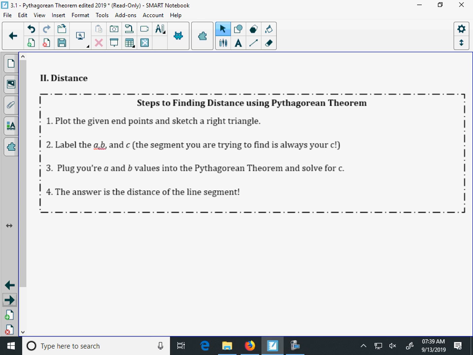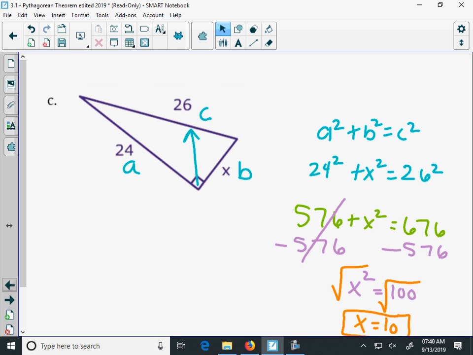So if your segment's not already drawn for you, plot the points, and then what you're going to do is sketch a right triangle. Okay? You're going to label your A, your B, and your C. The length of the segment that you're trying to find is always going to be your C. Plug those values into the Pythagorean theorem, solve for C, and your answer is the length of that segment. The reason why we can do this is because when we use the Pythagorean theorem, we're trying to find the missing side length of a right triangle.